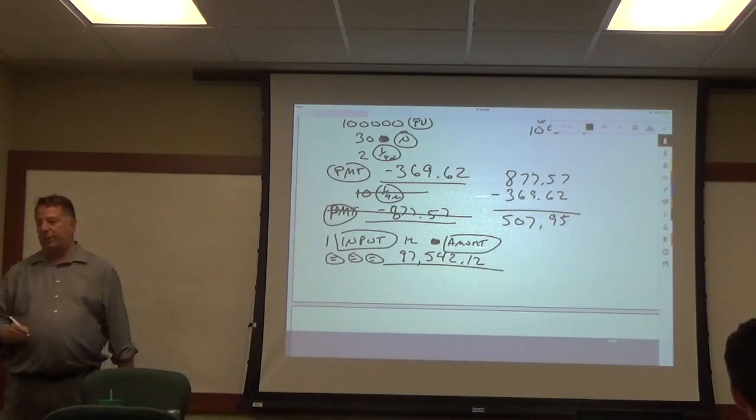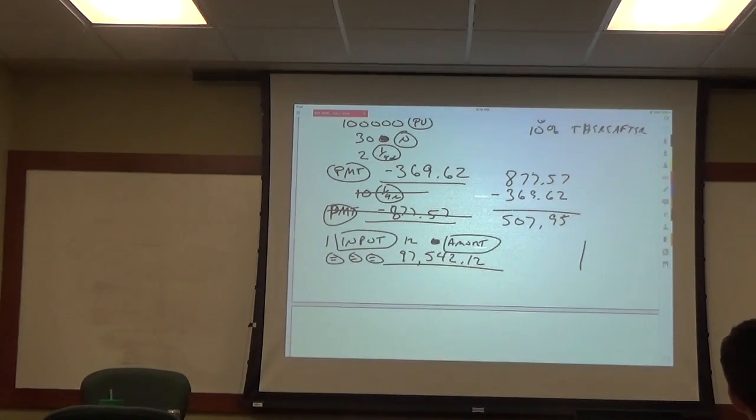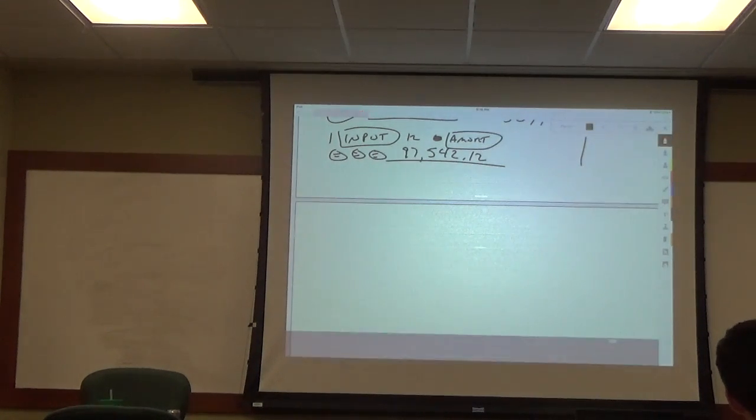Okay? So here's what that means. In this particular instance, for this problem, what that means is you're literally going to start over with 12 payments per year. And our new loan amount is going to be the $97,542.12. Okay? Because the interest rate has changed. The interest rate was 2% for the first year, now it is 10%. So 10% becomes our new interest rate.